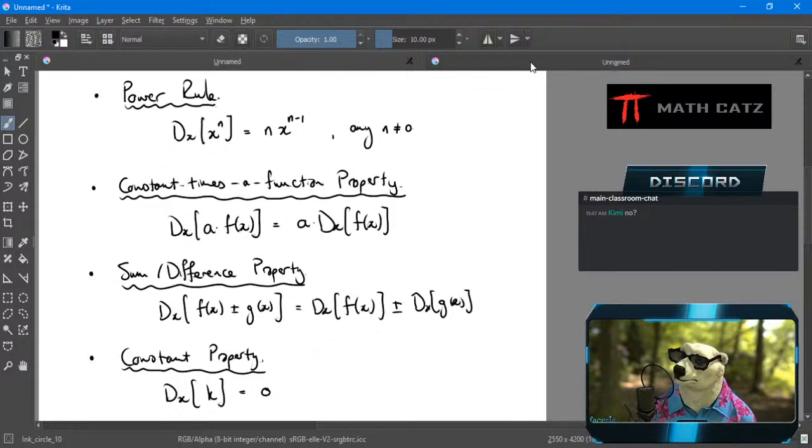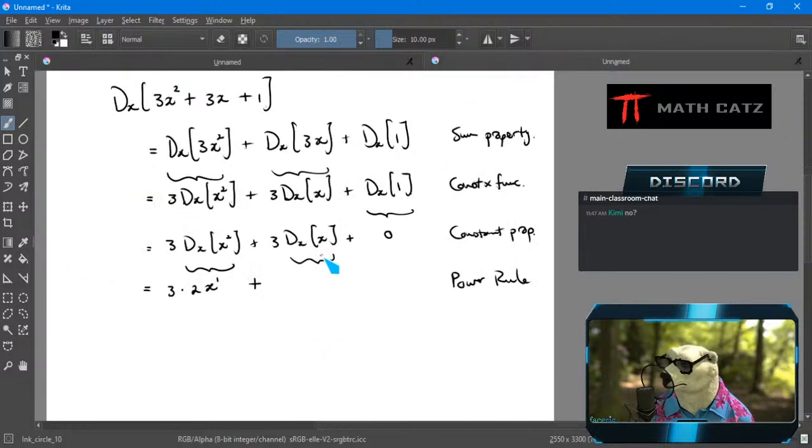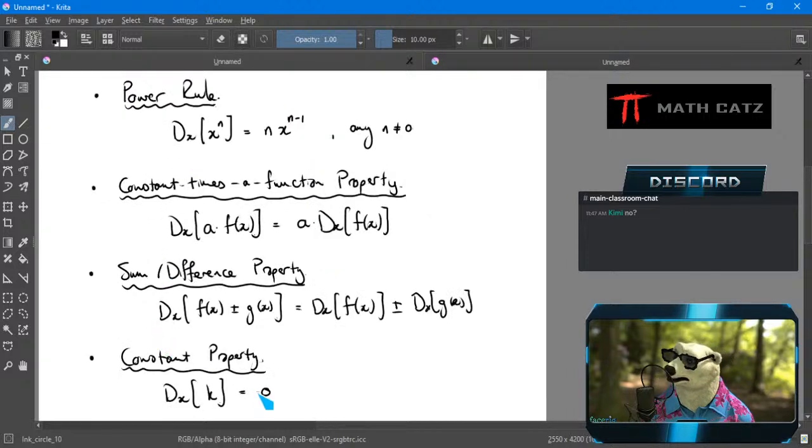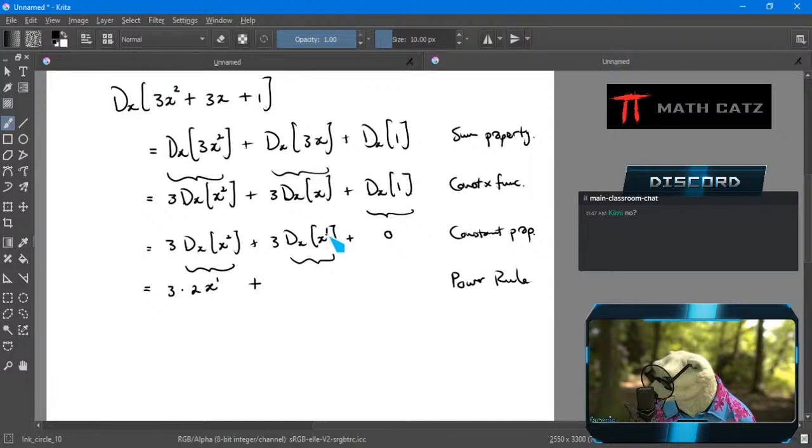So if I have the derivative of x, which I do, I'm going to have to handle it with one of these properties. It's not a constant, so that's out. It's definitely not a sum or difference. And there's no number in front of the x. So the only thing left is the power rule, because x is just x to the 1.